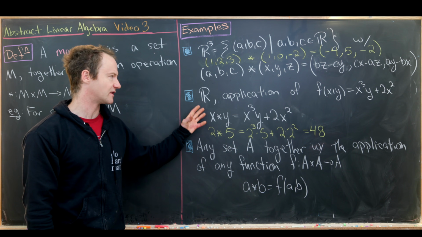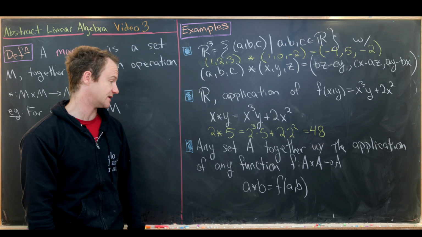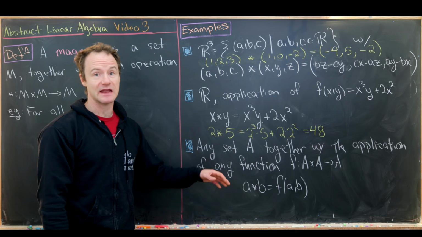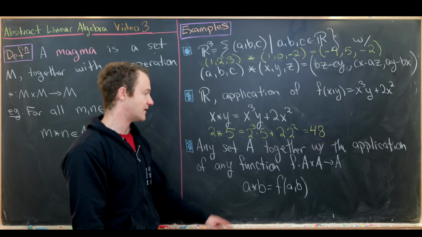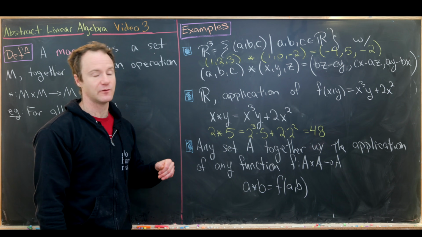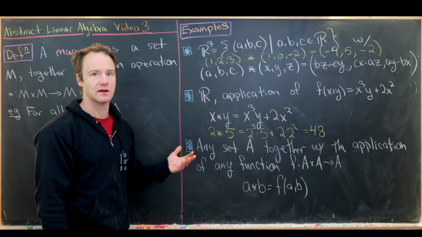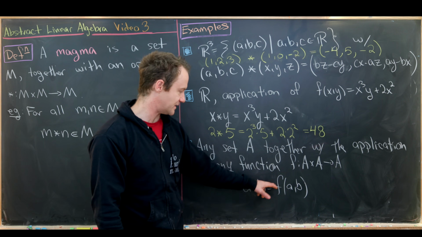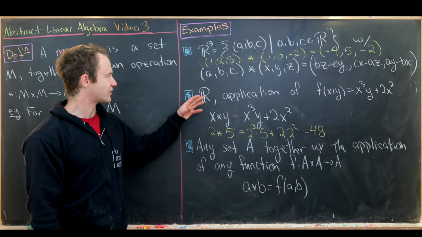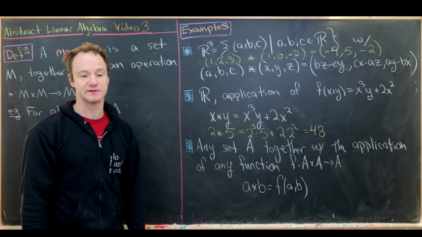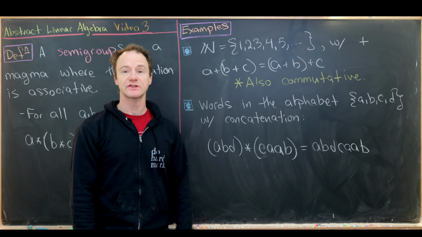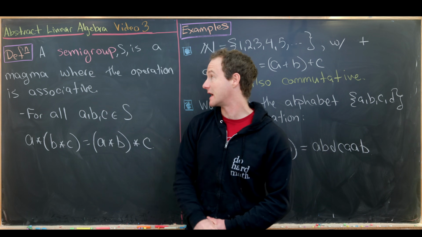And we can generalize this second example pretty easily by taking A to be any set and the operation to be any function from A cross A to A. And so here, if we've got a and b in A, we have a star b is equal to f evaluated at (a, b). So I think these are three nice, simple examples of magmas. Now we're ready to move on to our next structure. For our next structure, we'll look at something called a semigroup.